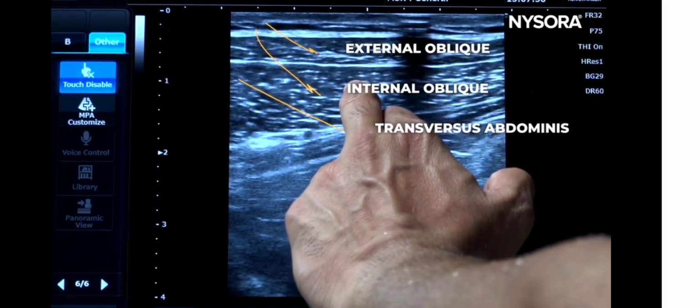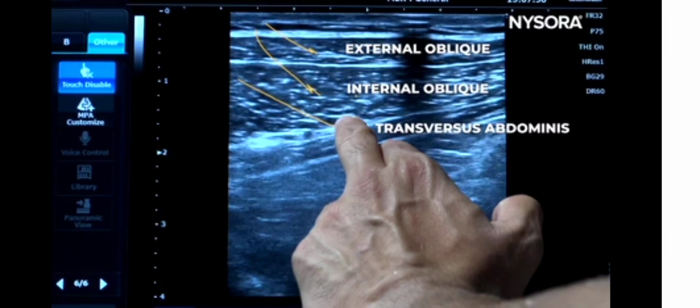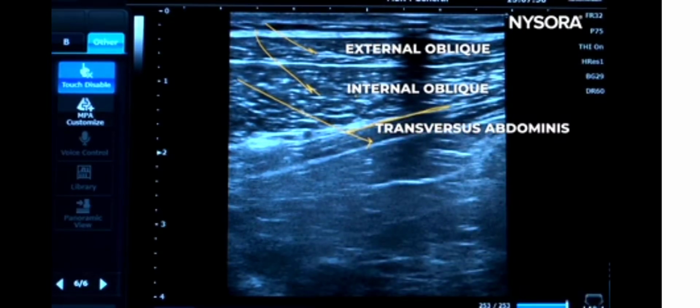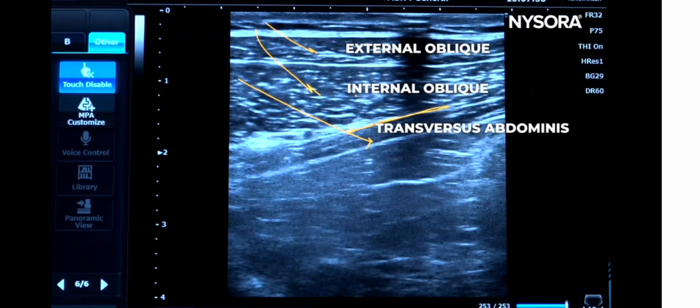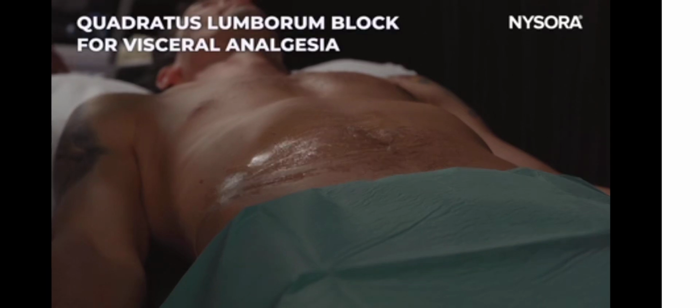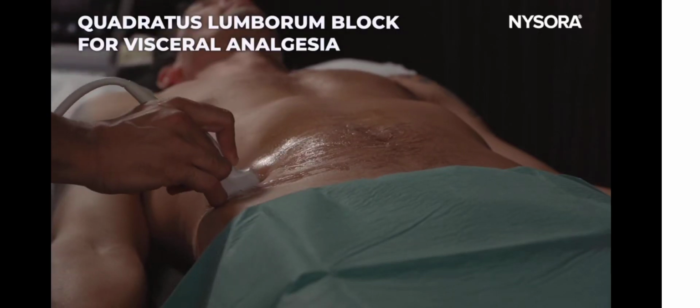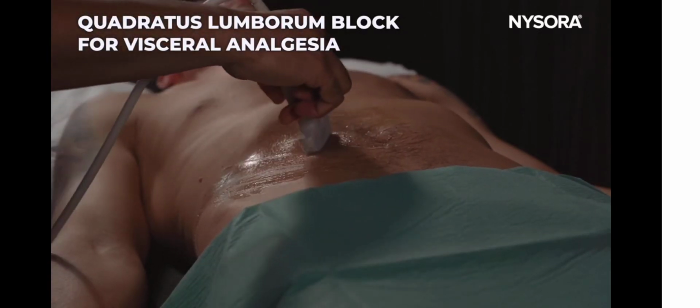And the plane between the internal oblique and the transverse abdominis, this plane is your plane of interest where you would inject the local anesthetic and steroid mixture for chronic abdominal pain management. This will provide you analgesia only for the muscle and the muscle plane. So it will only provide you with a somatic analgesia.